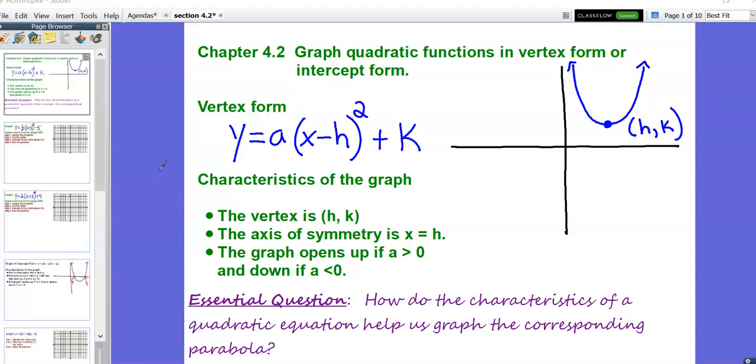All right, welcome to section 4.2. Our essential question today: how do the characteristics of a quadratic equation help us graph the corresponding parabola?